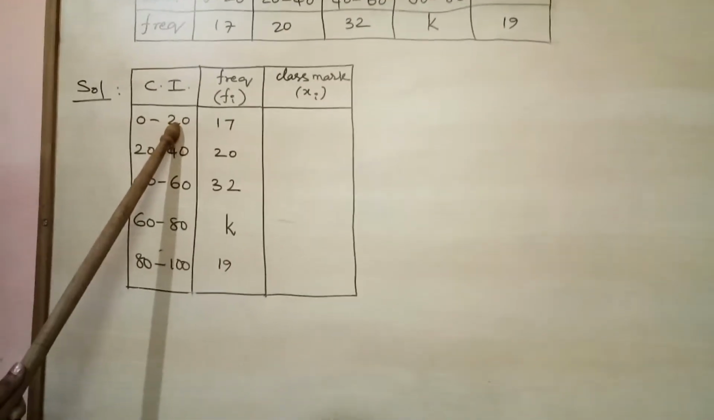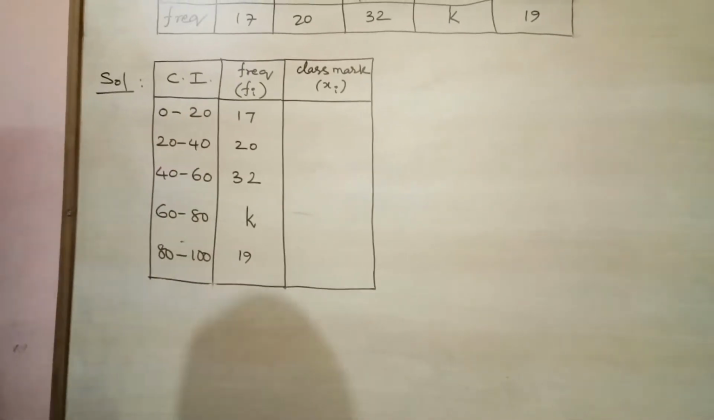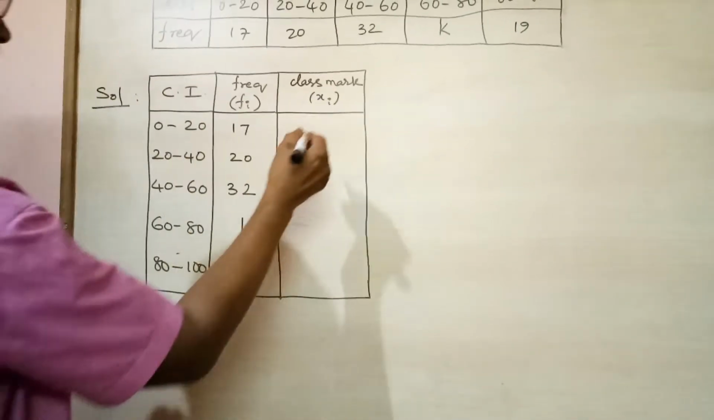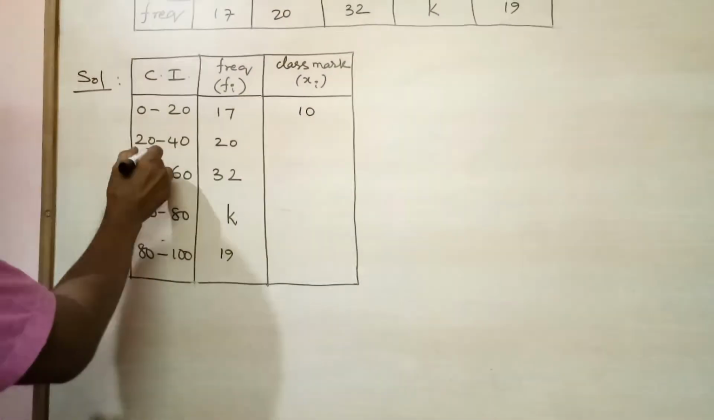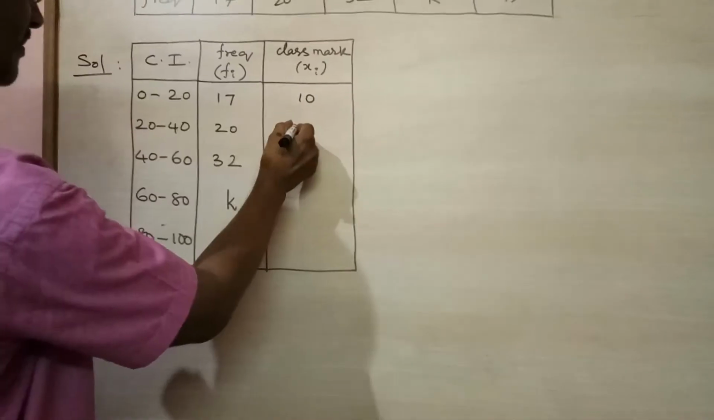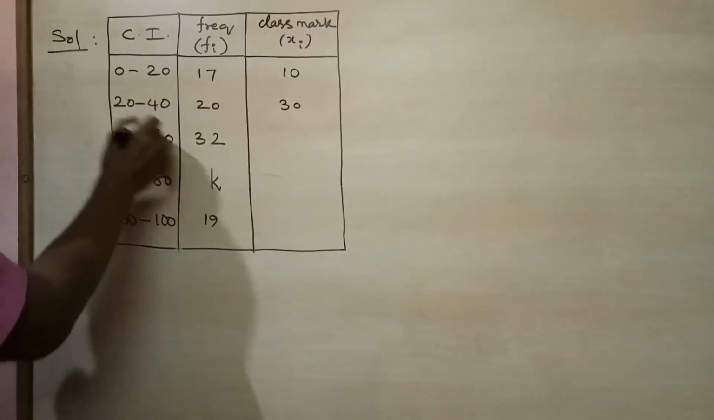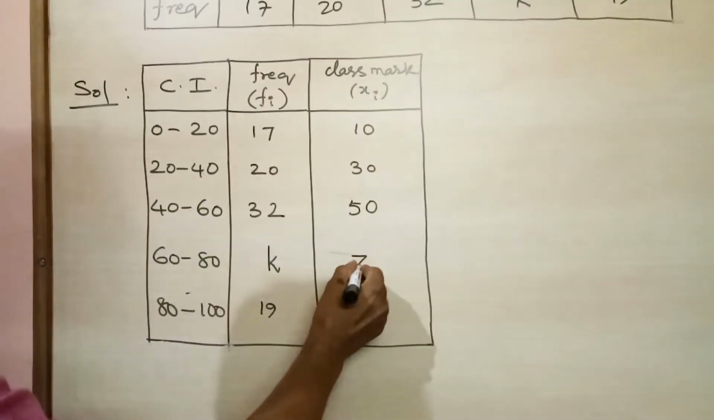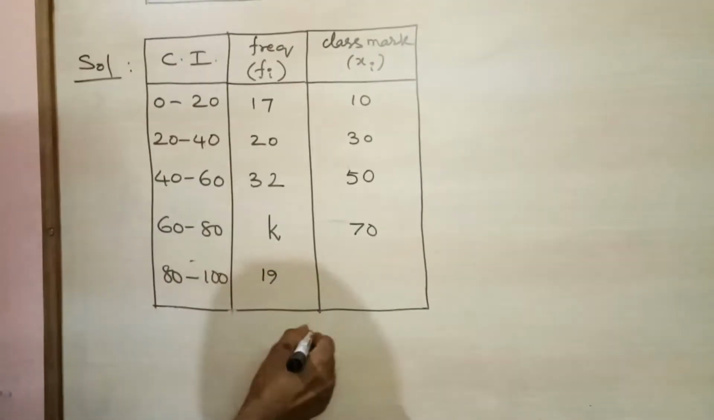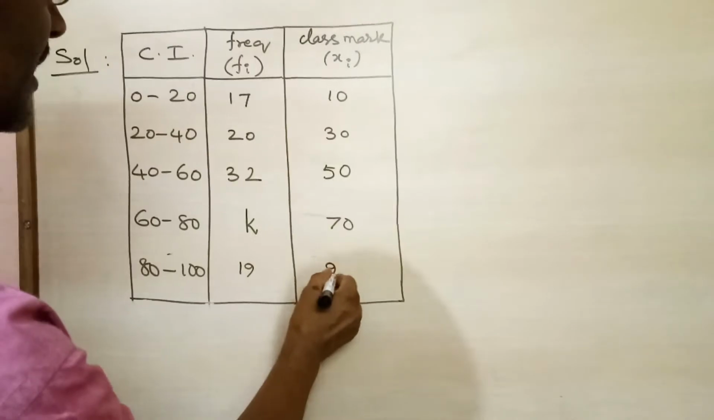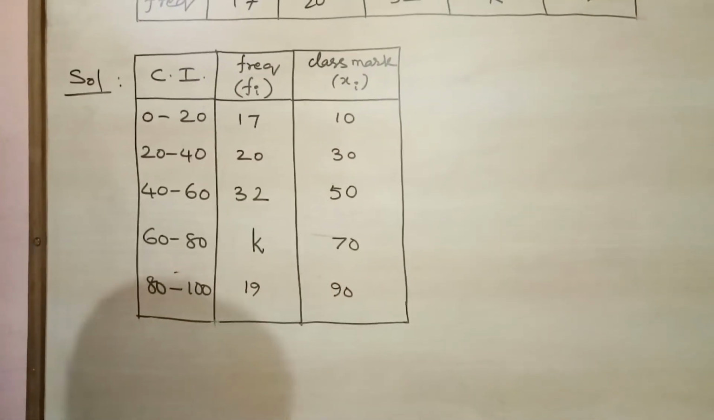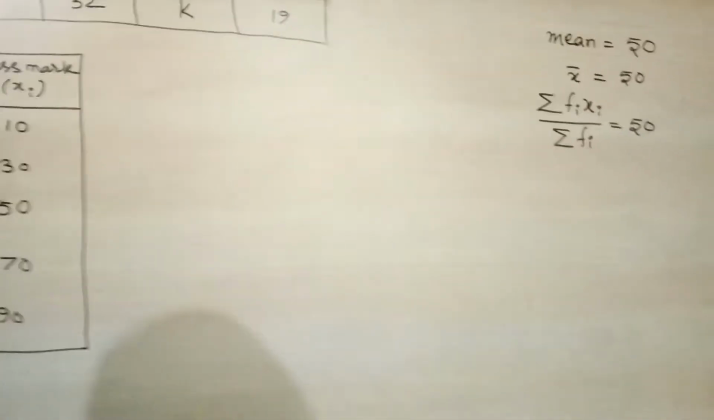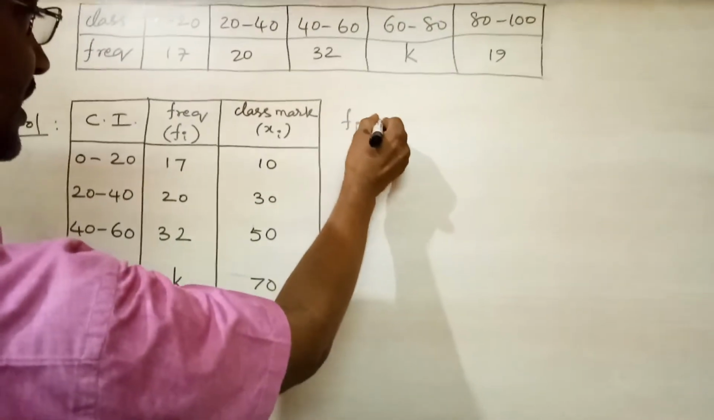0 plus 20 is 20, 20 by 2 is 10. Here the class mark of this class, the mid value of this class, is 10. The mid value of 20 and 40 is 30. The mid value of 40 and 60 is 50. The mid value of 60 and 80 is 70. The mid value of 80 and 100 is 90. These are the values of xi.